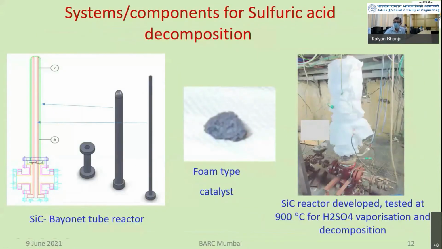Similarly, we have worked on the sulfuric acid system. This is a bayonet tube reactor made of silicon carbide. This is the internal tube here. The catalyst is on the top portion. In the bottom portion, we are vaporizing sulfuric acid. In the middle, sulfuric acid is decomposed to SO3, and here, in the presence of catalyst, SO3 gets decomposed to SO2 and O2, which comes out from this inner tube. So this foam type catalyst, chromium doped iron oxide catalyst, was developed at BRC, and then it has been given a good shape to get a high surface area. And this is the typical arrangement that we had tested.